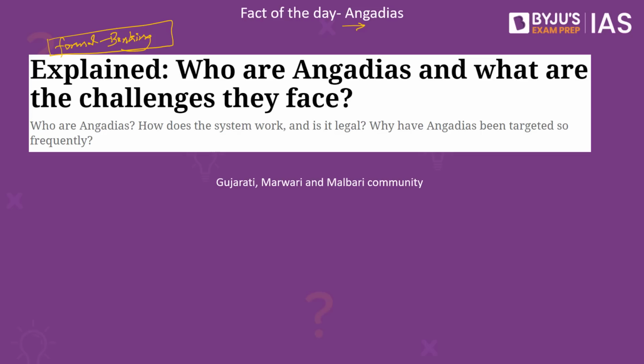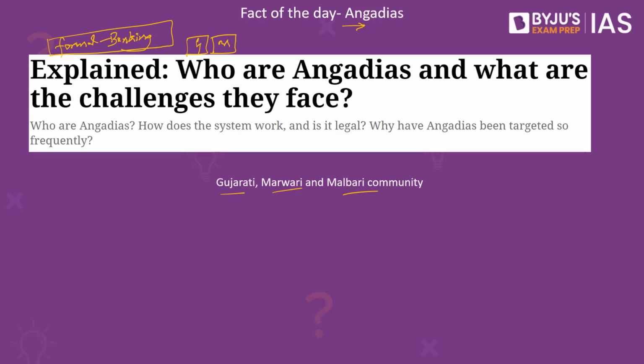So who are the Angadias? Angadias are those type of people who run an unofficial courier cum banking service, who help in transferring funds from one part of the state into another part of the state. This can be 50 lakhs, this can be 1 crore, it can be any amount. Angadias are the courier people who carry this money from one state to another. This is predominantly seen in the state of Gujarat as well as in Maharashtra. Remember, this particular process is organized by the Gujarati community, the Marwari as well as the Malbari community.